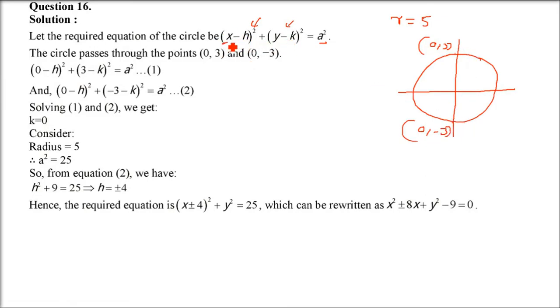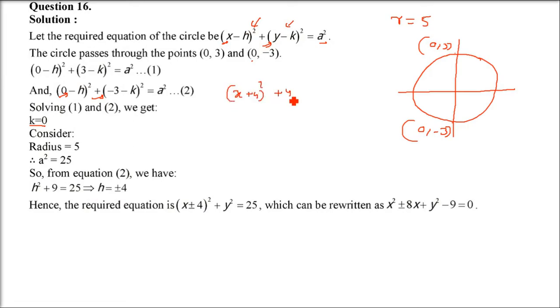So what we'll do here: (x minus h) whole square plus (y minus k) whole square equals a square. A square will always be r square, that is 5 square, 25. One time you put h and k as 0 and 3, one time as 0 and minus 3. When you solve both equations, you get k as 0, and putting it again in the equation, you will get h as plus minus 4. Since k is 0, you won't get a k.